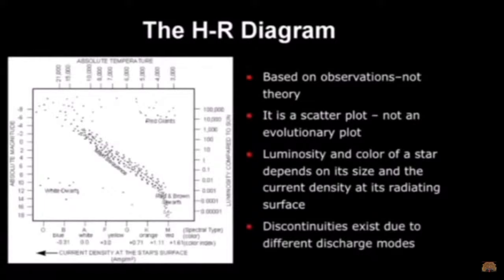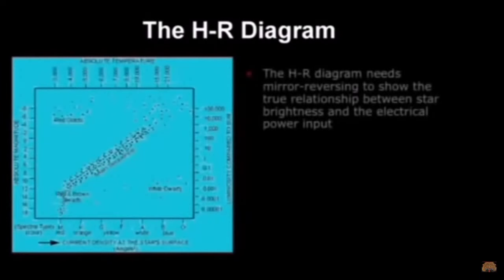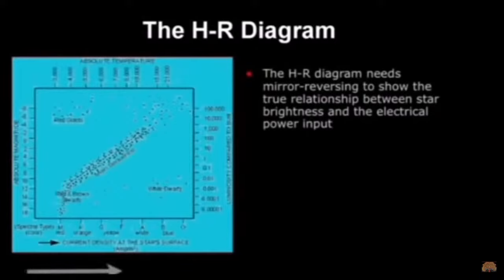Discontinuities exist. You've got white dwarfs over here, red giants here, and red and brown dwarfs, which are all discontinuous with the main sequence. These are all stars with bright photospheres, so they have that regulating mechanism. Of course, the astronomer's got it back to front. If you do a mirror image, then you have a more understandable arrangement where the stars get brighter and bluer as you increase the current density, so that you get this straight line curve, which is exactly what you'd expect.